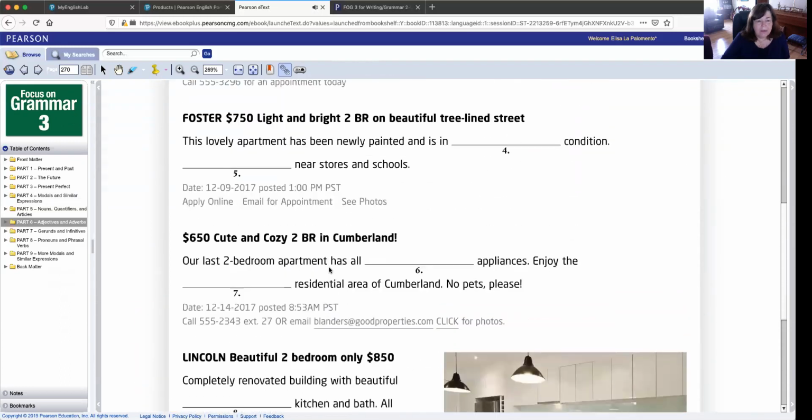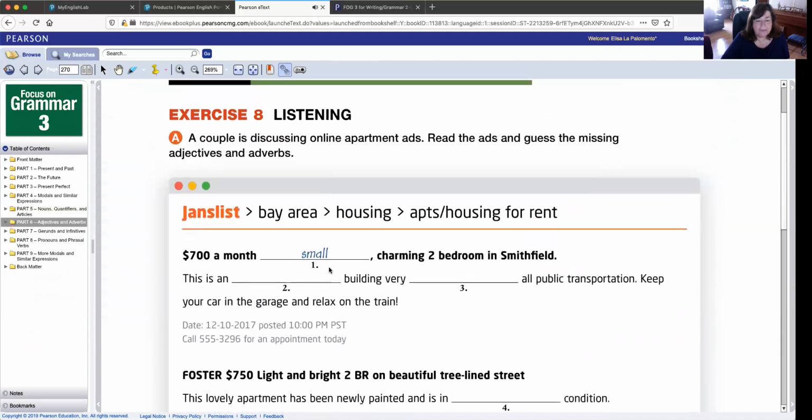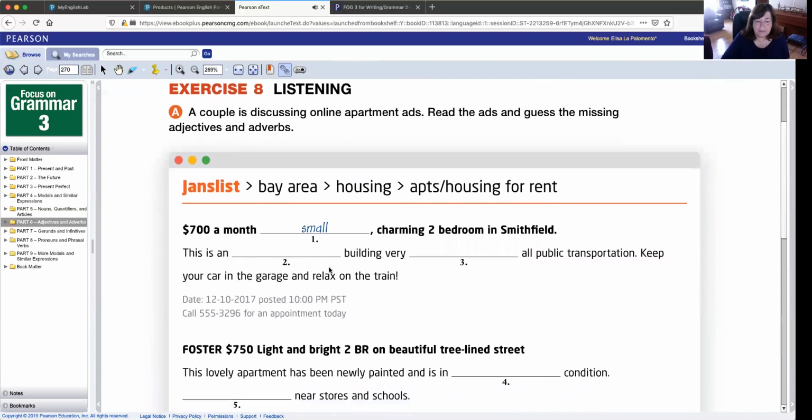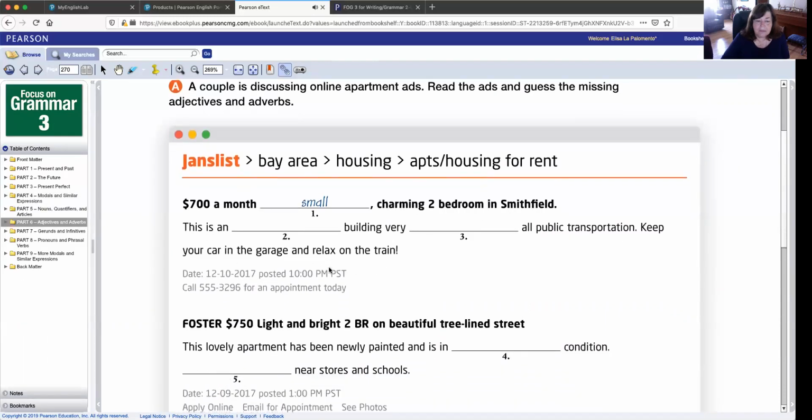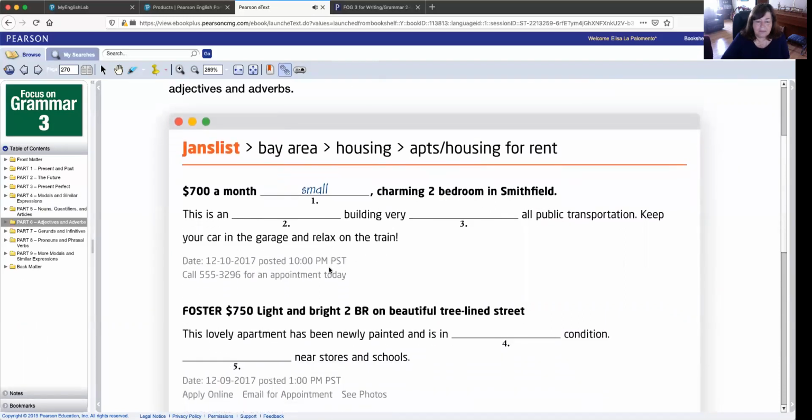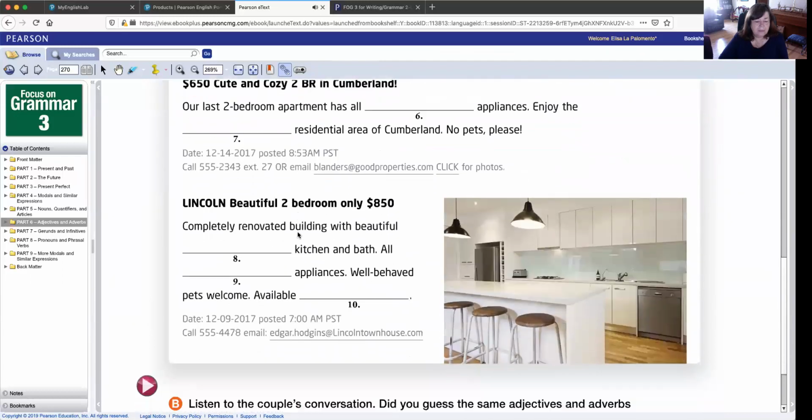I found 4 apartments on Jan's list that I think we should take a look at. Good. Tell me about them. Well, they're all 2 bedrooms, and they all cost between $650 and $850 a month. Great. That sounds pretty affordable. What's the first one like? Let's see. The first one is described as a small, charming 2-bedroom in an old building. It's also very near public transportation. It doesn't say anything else about it.